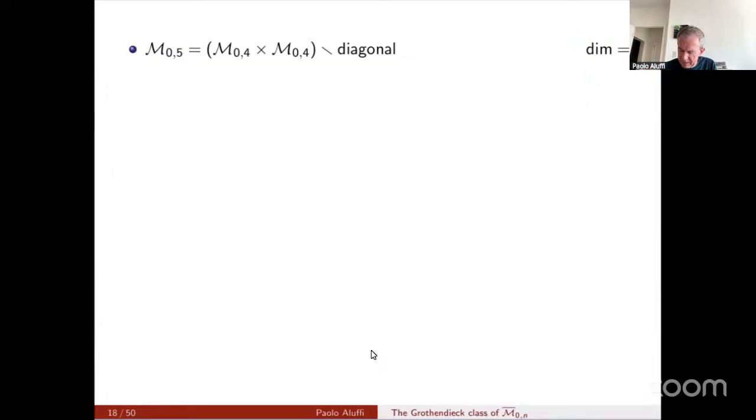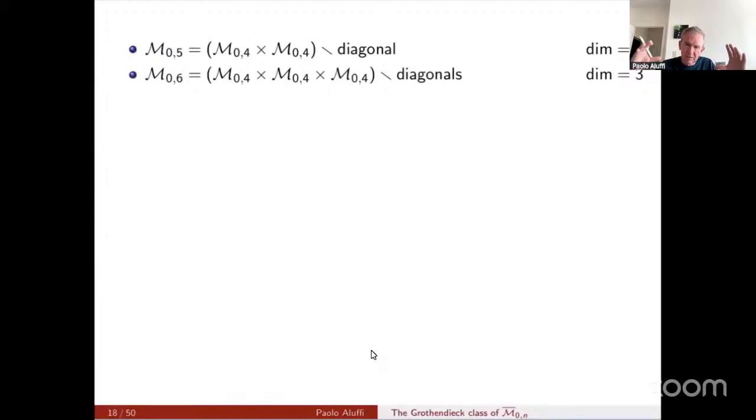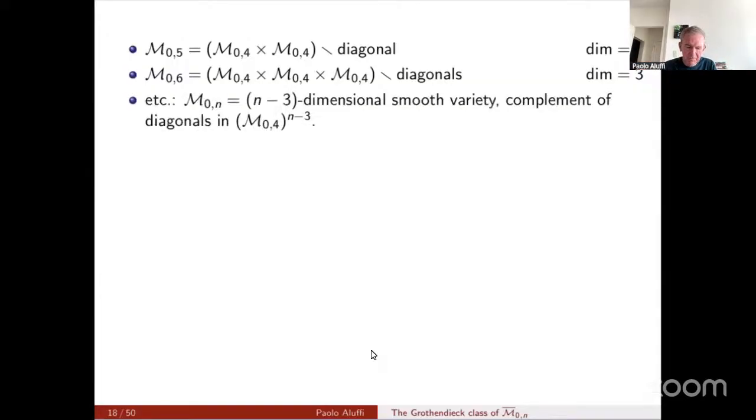Okay, so you can make a nice inductive construction of this. M06, for the same reason, is a product of 3 M04s minus the diagonals, and so on. This already hints at the fact that there are inductive constructions of these objects. M0n is an n minus 3 dimensional smooth variety, and it's the complement of diagonals in a power of a rather friendly object. This is just P1 minus 0, 1, infinity.